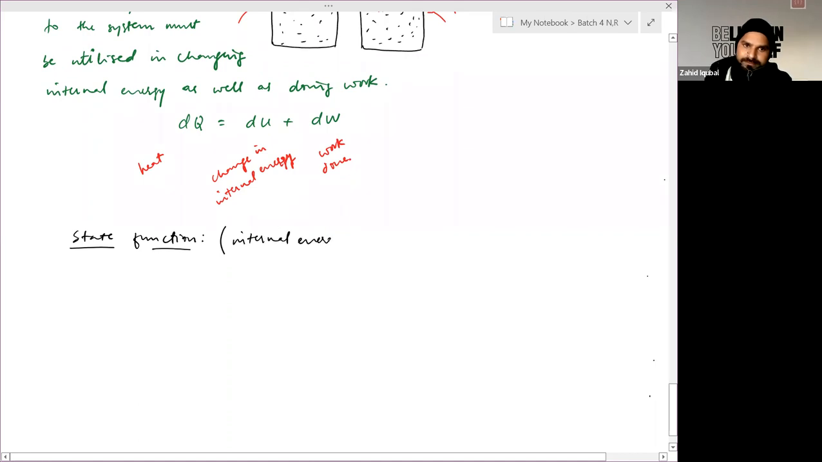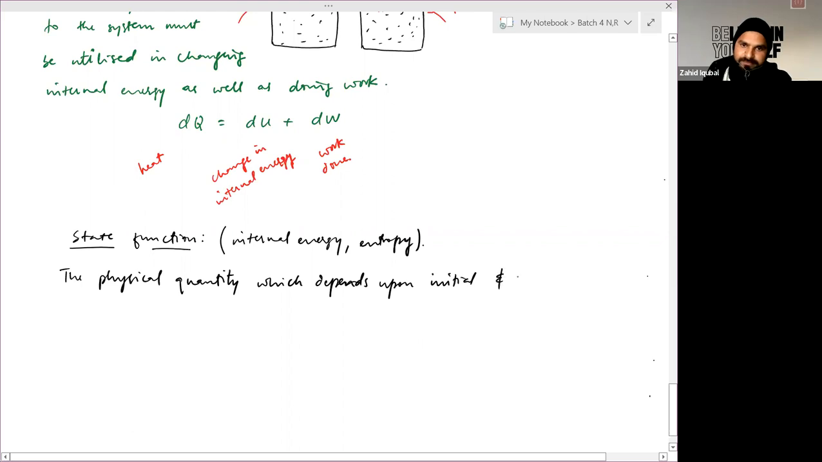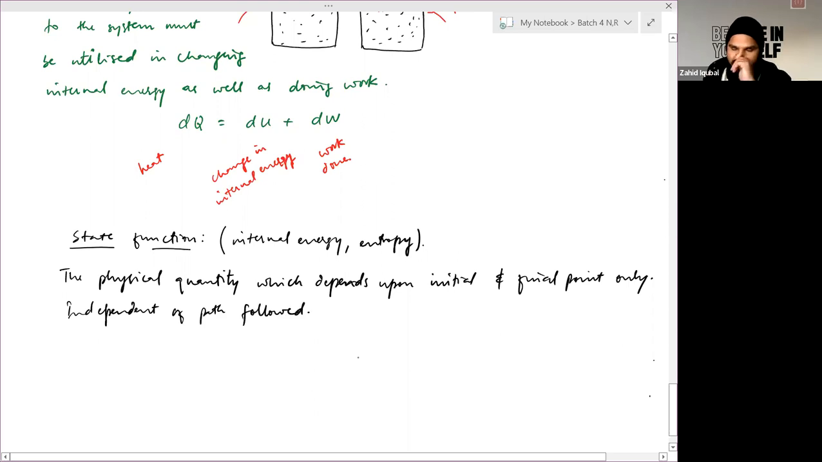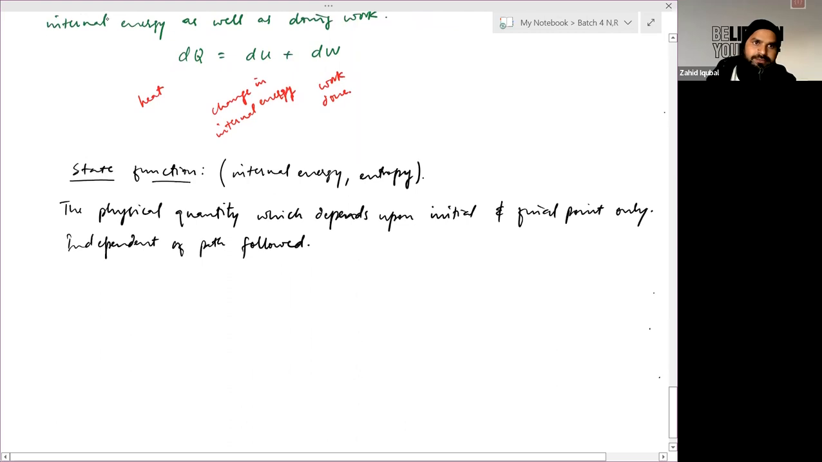internal energy, entropy. So a state function is the physical quantity which depends upon the initial and final point only, independent of the path followed, is called a state function. So first part, internal energy.